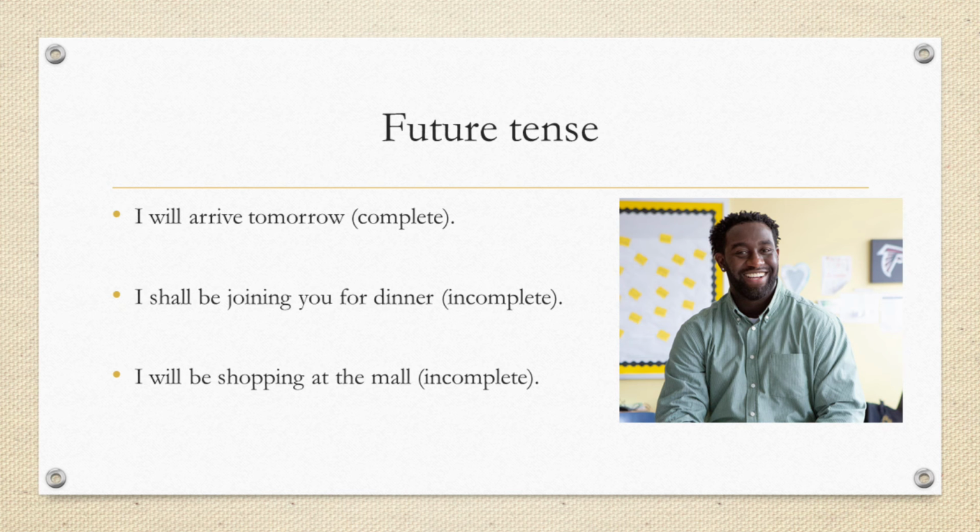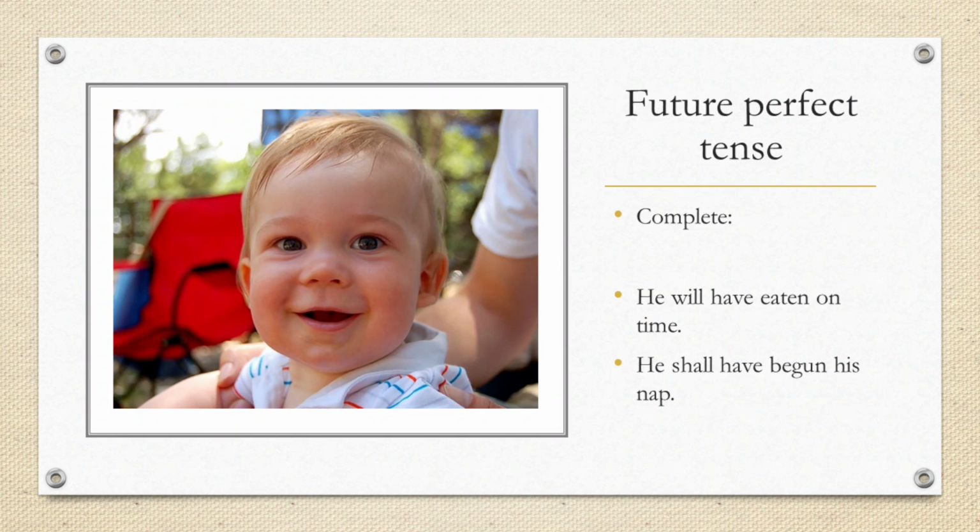Okay, let's see another example, with future perfect tense. In the future perfect, shall or will is followed by have and a past participle. For example, he will have eaten on time, or he shall have begun his nap. It's a sentence that I use because I am certain that it's going to happen in the future. It's not happening in the present, but it's going to happen in the future.